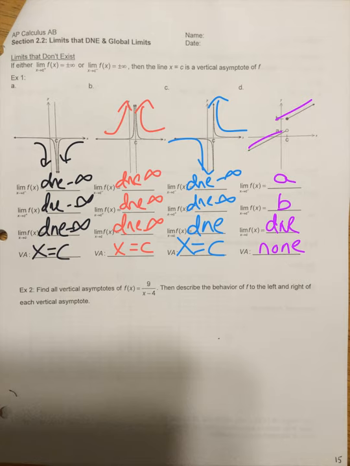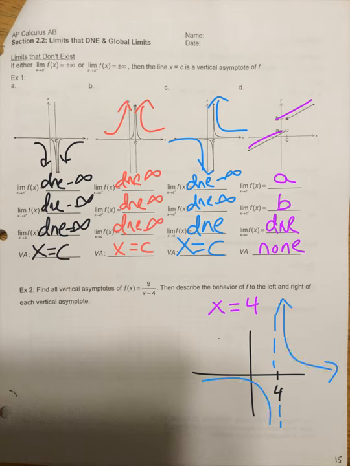For example 2, we want to think about the graph of this rational function. We know from our knowledge of rational functions that setting the denominator equal to 0 will give you your vertical asymptotes. So x equals 4 is a vertical asymptote. And we can create a quick sketch of this graph. We're going to want that vertical asymptote to occur at 4. So let me draw in my dashed line. There's also a horizontal asymptote at y equals 0. We'll get into that a little bit later.